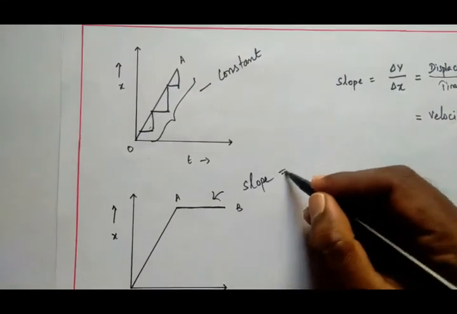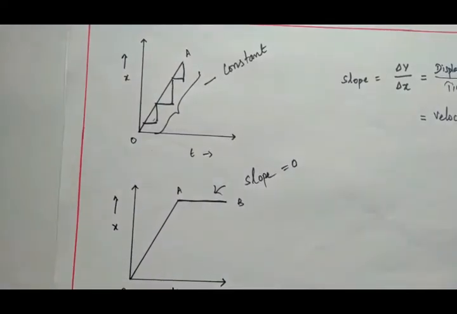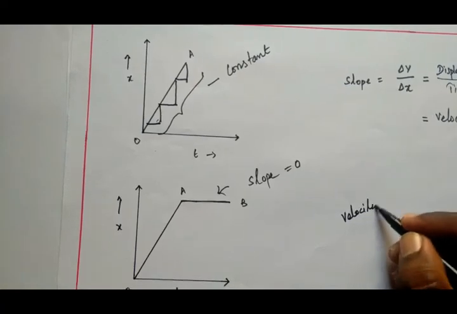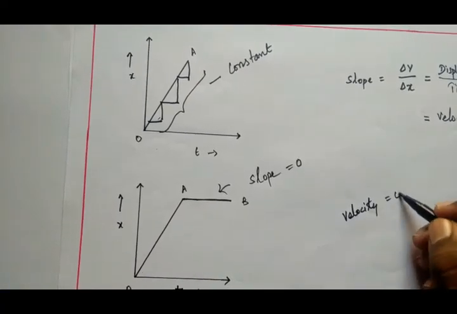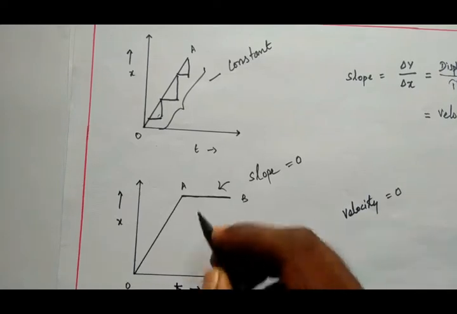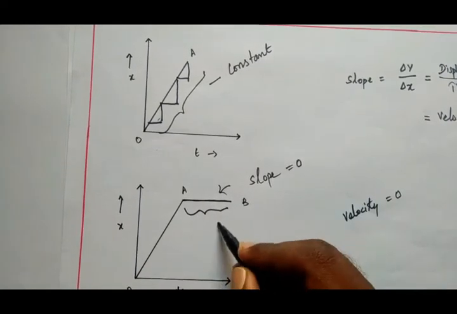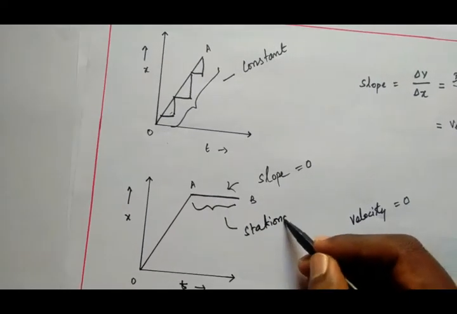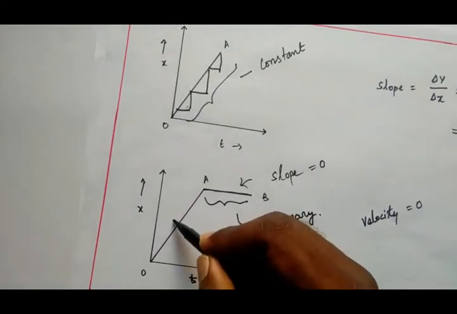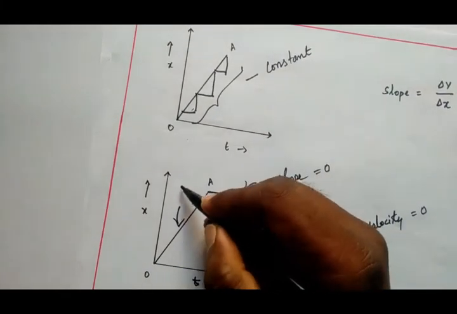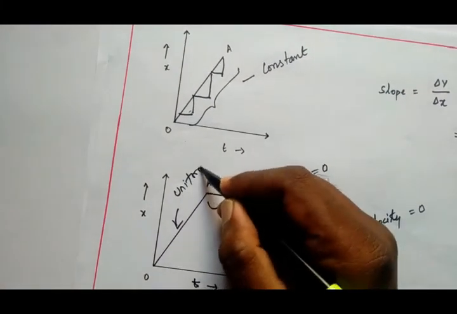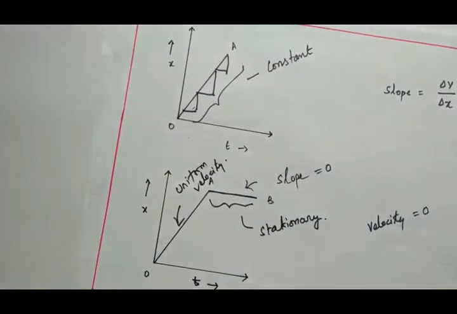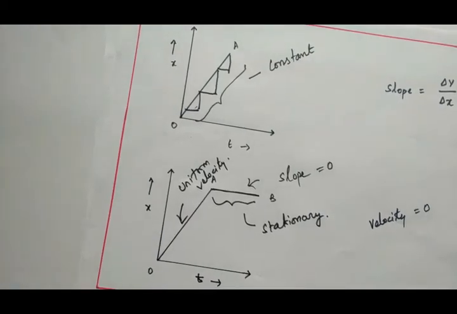So now I am trying to evaluate the slope in the region AB. The slope value I am getting is 0. So the slope is equal to 0, and the velocity is also equal to 0. It means that during the region A to B, the particle is stationary and it doesn't move at all. So the first region represents uniform motion of the particle because it covers equal distance in equal intervals of time.